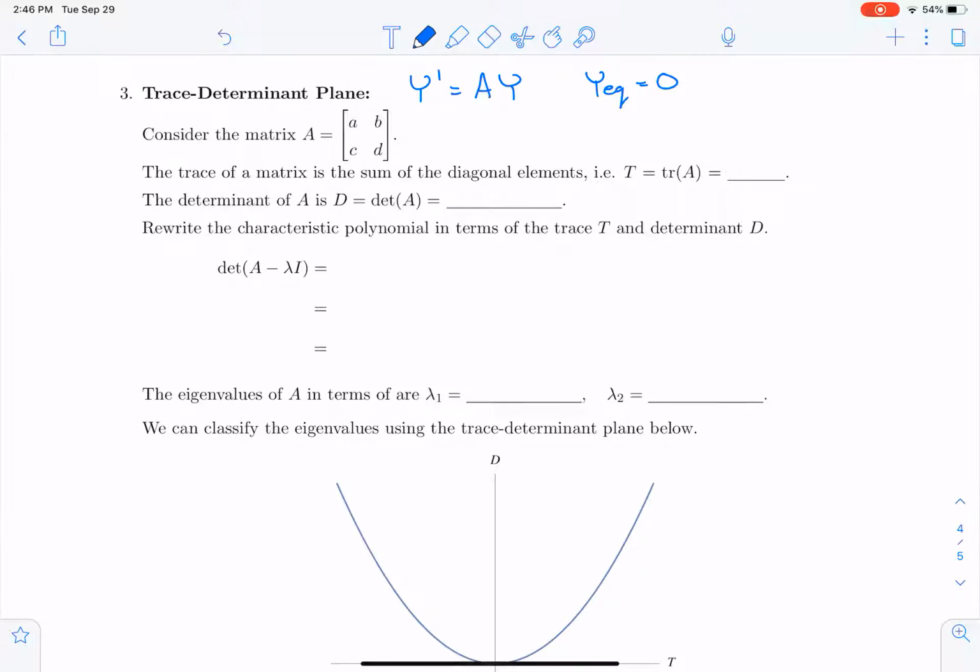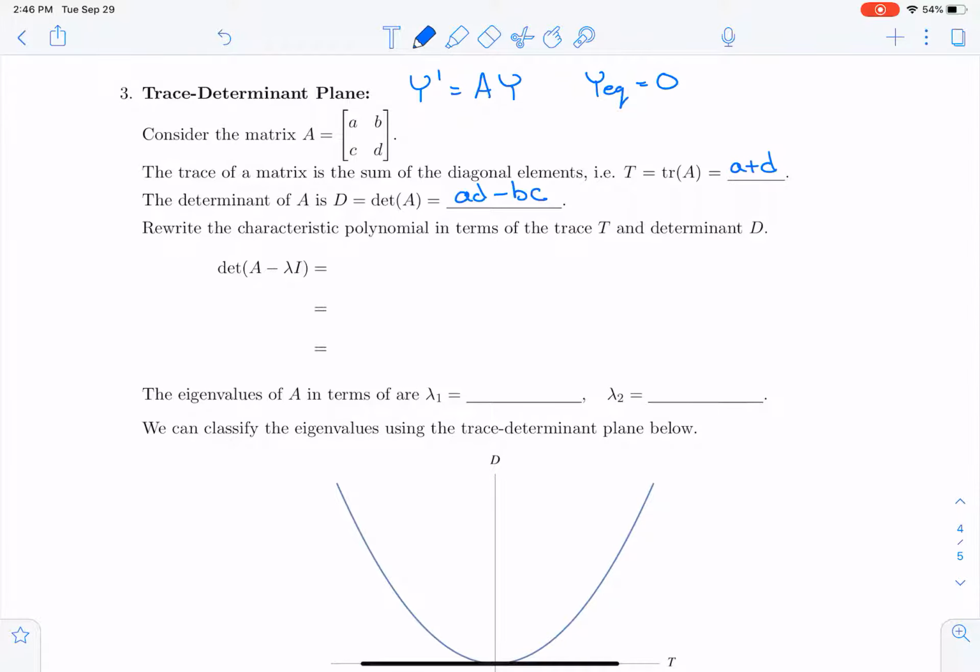So we're going to consider a 2 by 2 matrix of the form A, B, C, D. The trace of that matrix is defined to be the sum of the diagonal elements, which in this case is A plus D. The determinant of that matrix is AD minus BC. And so what we're going to do is rewrite our characteristic polynomial in terms of the trace, which we will call T, and the determinant, which we will call D.